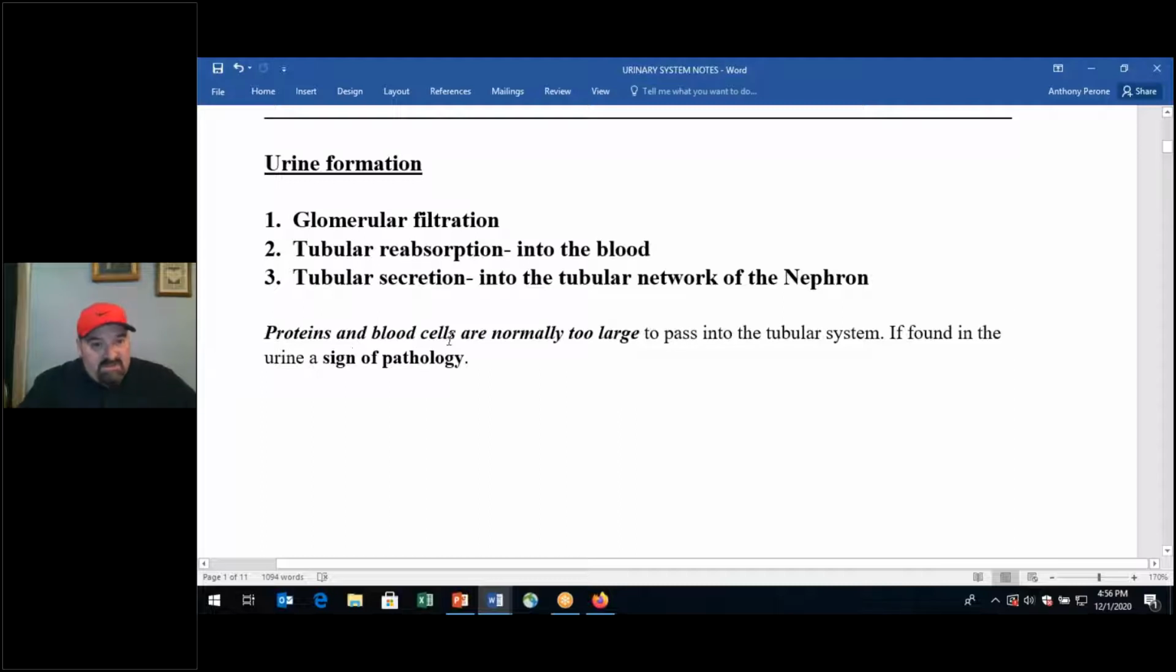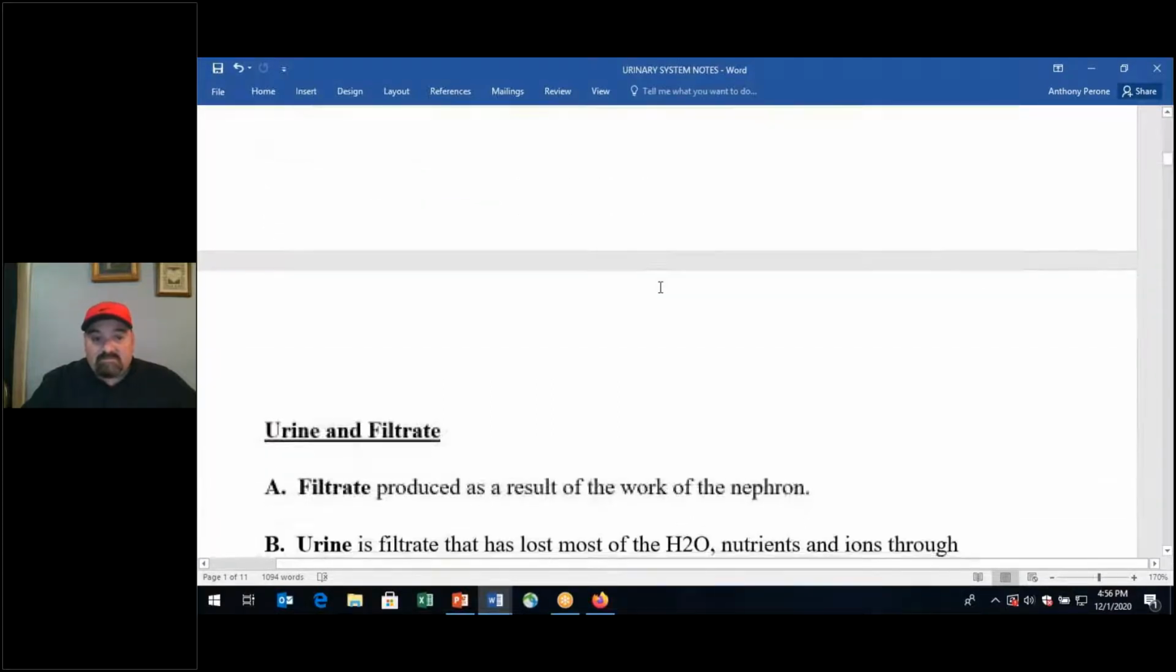Know that proteins and blood cells are normally too large. If there's damage, if there's some type of disease process going on of the kidneys, and particularly affecting the nephron, then we will have proteins and blood. We will have proteinuria. We will have hematuria. And this is a pathology, a sign that there's disease taking place. There is some type of destruction taking place of the nephrons present within the kidneys.